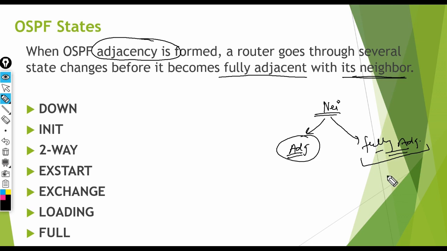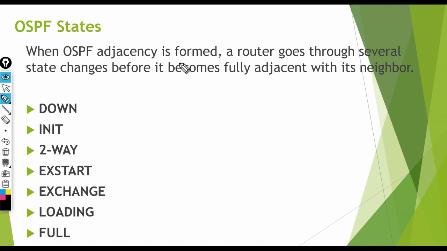This is very important, and this scenario will be clearer when we discuss DR and BDR. What is DR? What is BDR? This discussion is still pending, we will do this later on. So far, let's get started with these states. When OSPF forms the adjacency, the routers go through several state changes before they become fully adjacent with their neighbor.